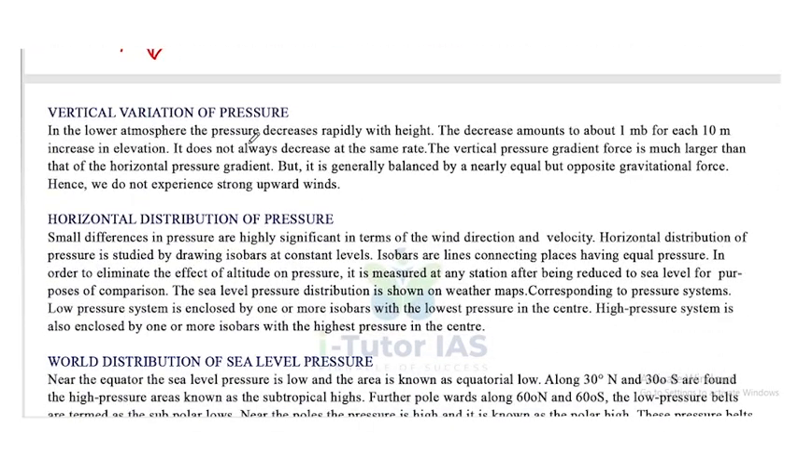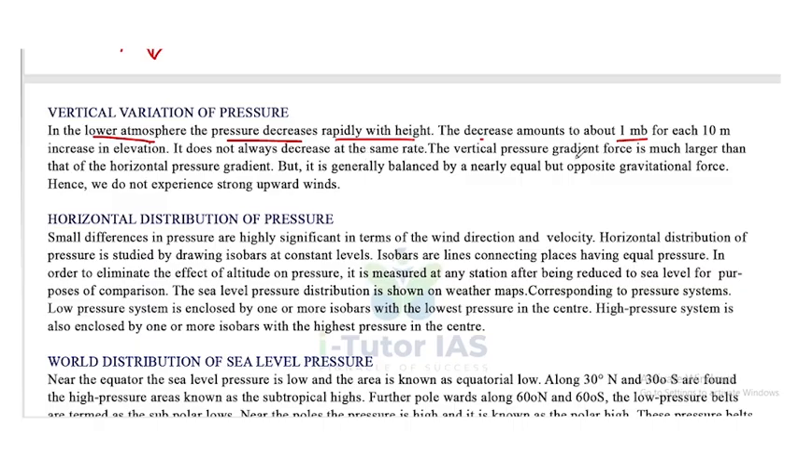Now, vertical variation of pressure. In the lower atmosphere, the pressure decreases rapidly with the height. So in the lower atmosphere, pressure decreases rapidly with increasing height. The decrease amounts to about 1 millibar for each 10 meter increase in elevation. It does not always decrease at the same rate.